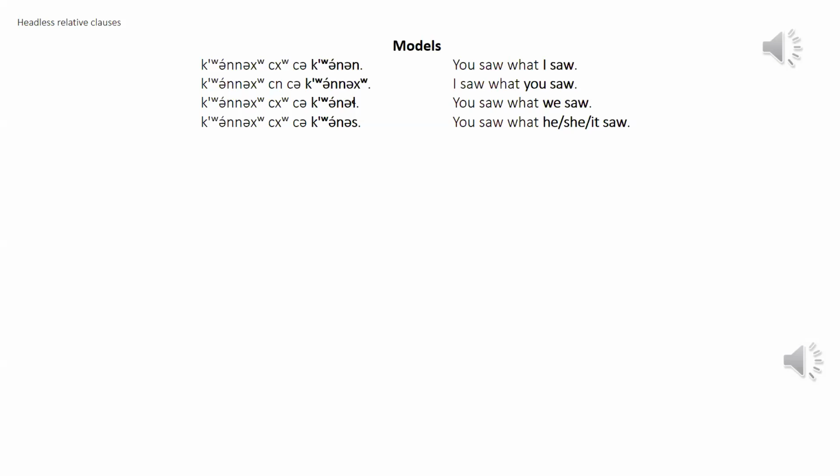These are fairly common in Klallam, and note that just as with the other relative clauses, these headless relative clauses can be the subject of an intransitive verb or the object of a transitive verb or the object of a preposition. These cannot be the subject of a transitive verb.